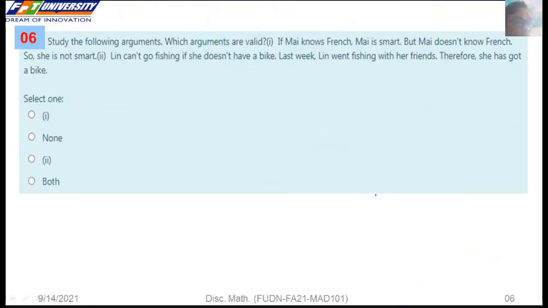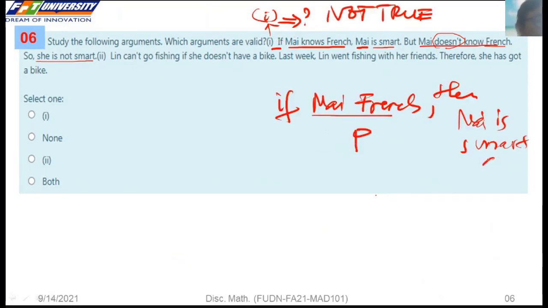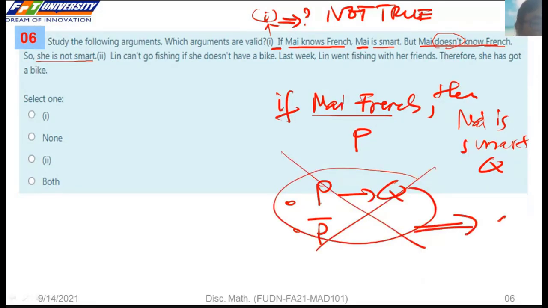Which comments are valid? If Mai knows French, she is smart, but Mai doesn't know French, so she is not smart. The first one, true or false? Not true. If we have P and Q, it means P implies Q. Second premise, we have not P. We cannot imply not Q. Not Q means not smart. So this is a fallacy.